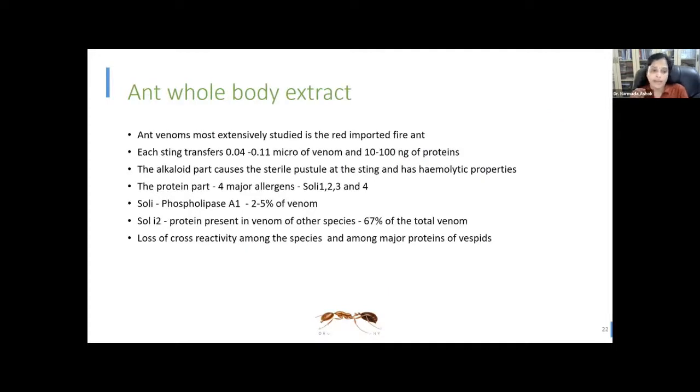Usually, the venom is mainly alkaloids, and they form a sterile pustule at the sting. This is one of the key characteristic features. Like in B, we have the stings. Here we have the sterile pustule, and each sting can transfer about 100 nanograms of proteins, which is very important for us to know when we are doing immunotherapy. The major component again is phospholipase A1, and Sol i 2 is a protein present in venom of other species, and they can cross-react 67%. So there is a lot of cross-reactivity among the species.